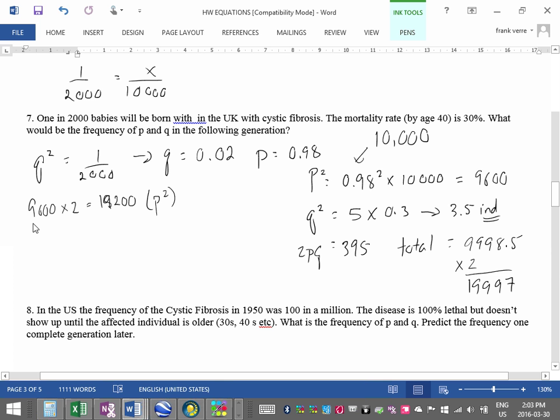And then we have 395 that are heterozygous. So they have 1 P allele each. So we add that up, and we get 19,595 P alleles. So that's the P allele. And then you do the same thing we did before. You figure out P allele over the total. We know the total is 19,997. What's your frequency?